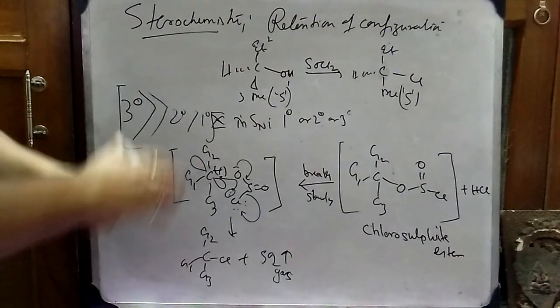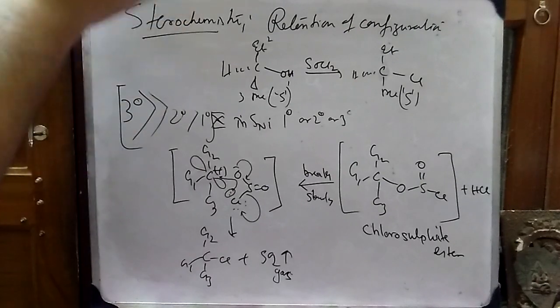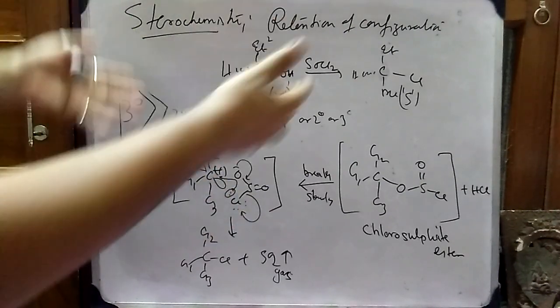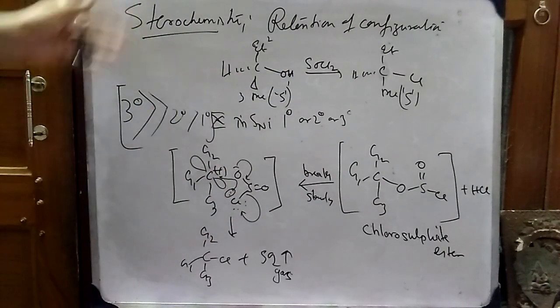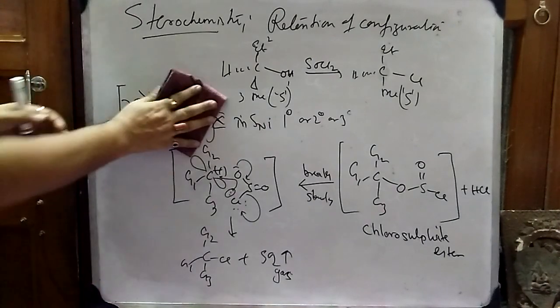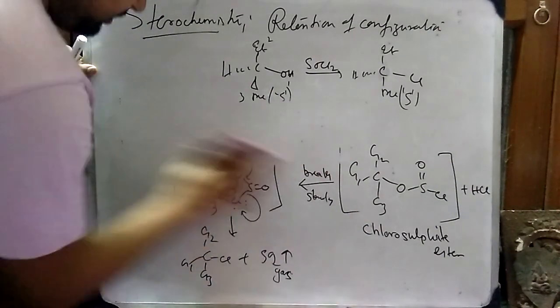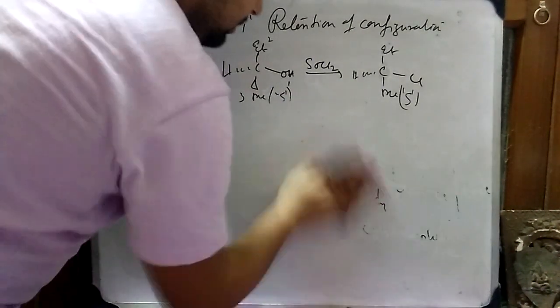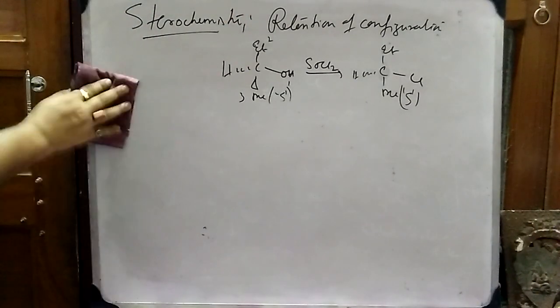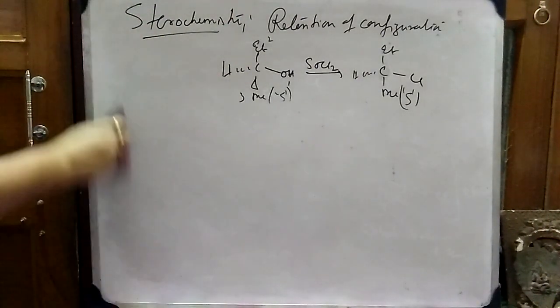This is retention, and this is the difference between SNi and SN1, SN2. In SN1 we have seen a racemic mixture, in SN2 we have seen inversion of configuration, but here we will see retention of configuration. Now we have learned about the stereochemistry also, but what should be the solvent?